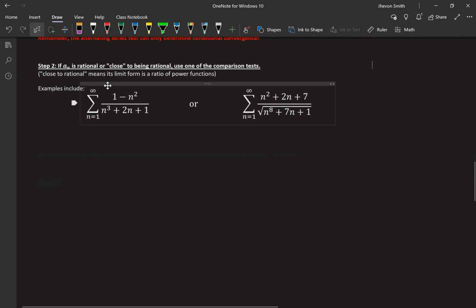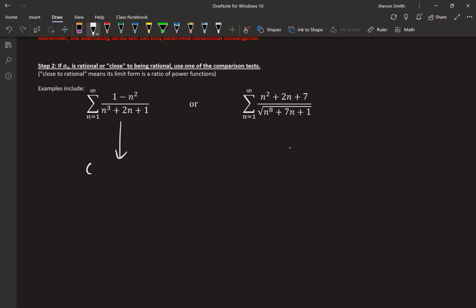Another step, and these steps are in no particular order, it just depends on what your series looks like. If something is a rational function, or it's very close to being rational, use a comparison test. So I told you about the direct comparison test and the limit comparison test. When are those useful? If you have a rational function. Assuming it's not straight up a P-series, just think of this as a rational function.